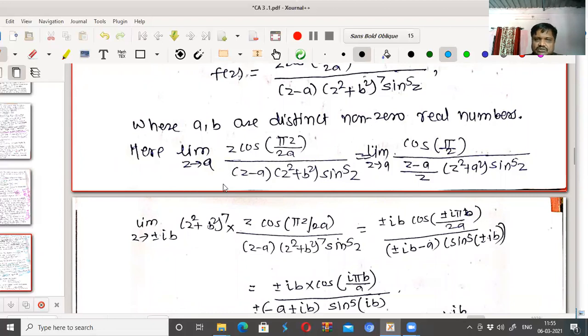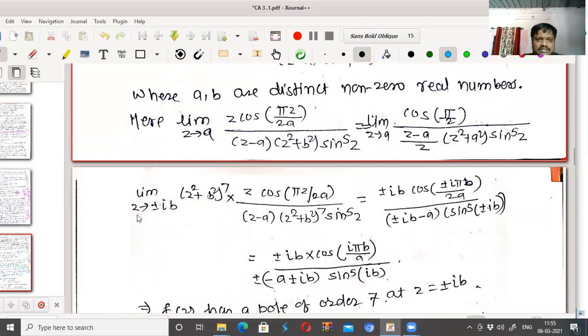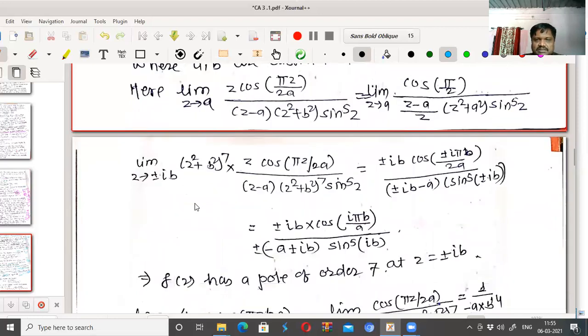Here, limit as z tends to a, I will find. The function is z cos pi z upon 2a, upon z minus a into z square plus b square, sin raised to 5z. So limit as z tends to a of cos pi z by z, z minus a by z, z square plus a square, sin raised to 5z. Isn't it? And the limit as z tends to plus or minus ib.